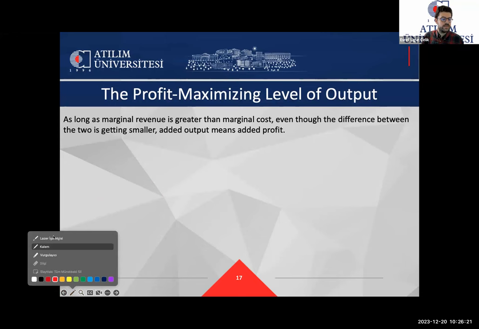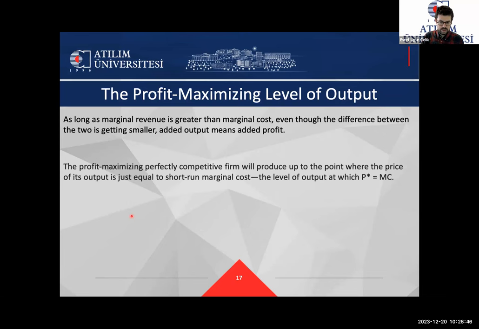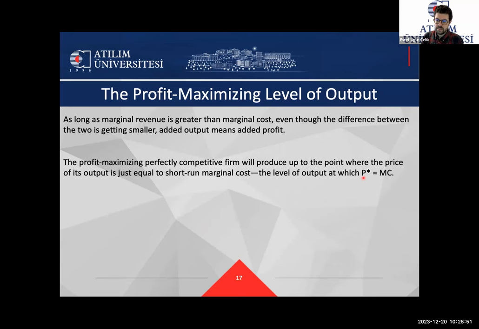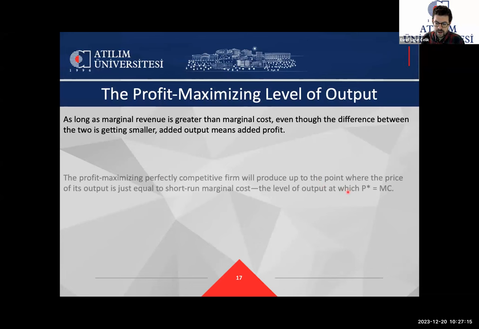And how can we find the profit maximizing level? The rule is that as long as marginal revenue is greater than marginal cost, we are still going to produce. And when marginal revenue equals marginal cost, that point gives the profit maximizing level. Or we are able to write price equals marginal cost. Why is that? The profit maximizing level is marginal cost equal to marginal revenue, and in a perfect competition market, price equals marginal revenue. That's why we are able to write it in that sense.